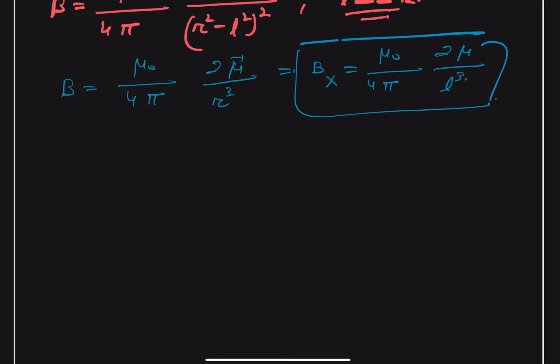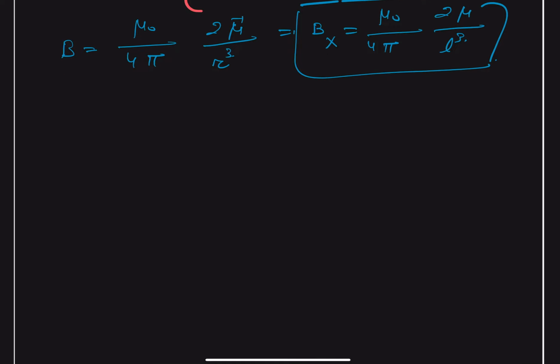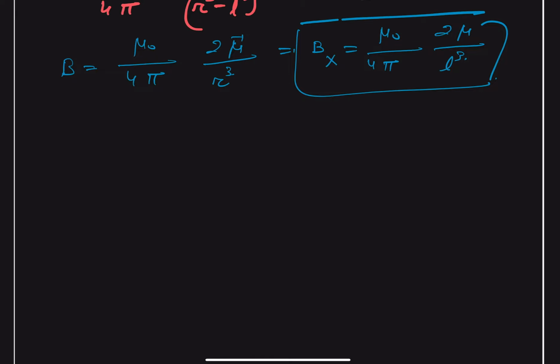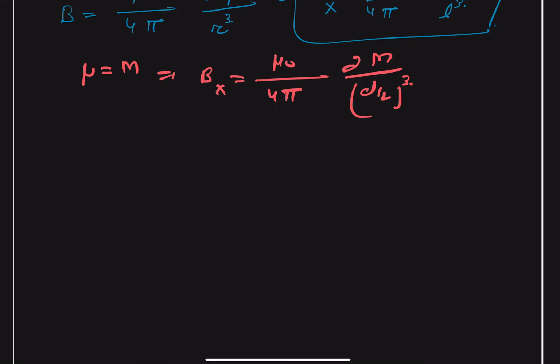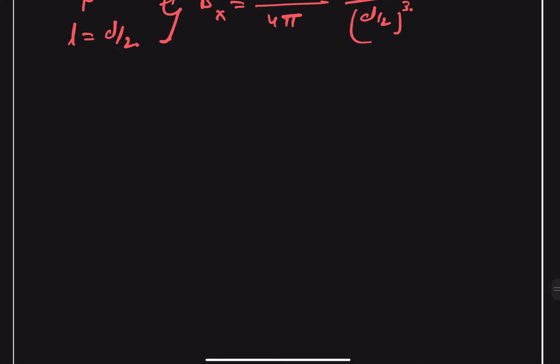Similarly, okay, let's first of all find out what is this B of X, because mu is given, so we simply substitute the value of mu. So mu is given as m, so this gives us B of X is equal to mu naught upon 4 pi, and the L will be our distance, that is d by 2. So this comes as 2m divided by d by 2 whole cube. Okay. And we can say that our L is equal to d by 2 here. Similarly, we write for the Y dipole.